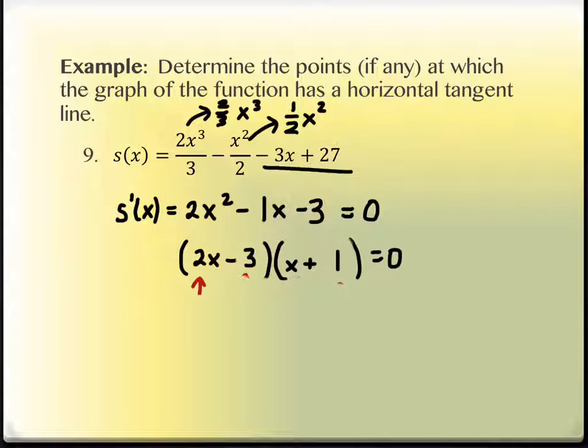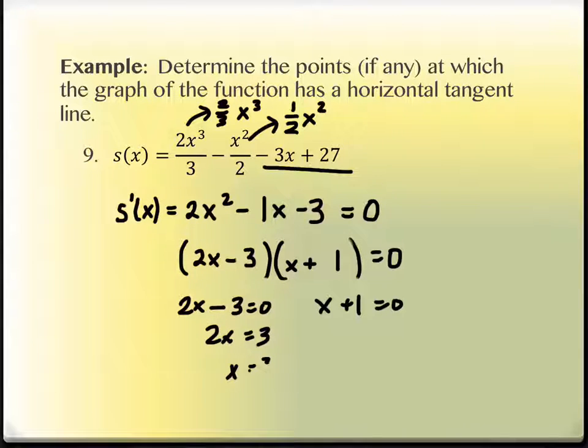Once we have it factored correctly, we can set each factor equal to 0. So 2x minus 3 equals 0, and x plus 1 equals 0. So 2x equals 3, x is 3 halves.